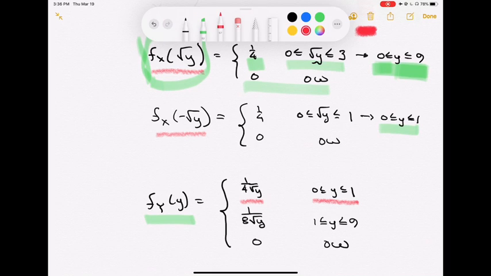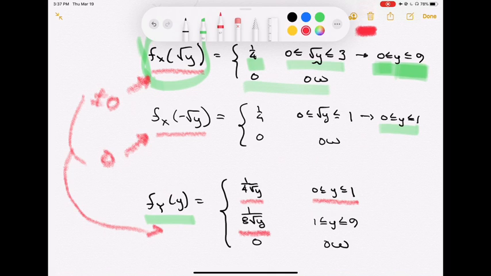The other case that we're going to get in there is where f_X of root y is not equal to 0, and f_X of minus root y is equal to 0. When those two get summed together, I get this second piece down here. That's going to be a 1/4 plus 0 over 2 root y. That's going to be 1 over 8 root y. And that's for all those cases that were only shared by the first term, not the second term: 1 less than or equal to y less than or equal to 9.